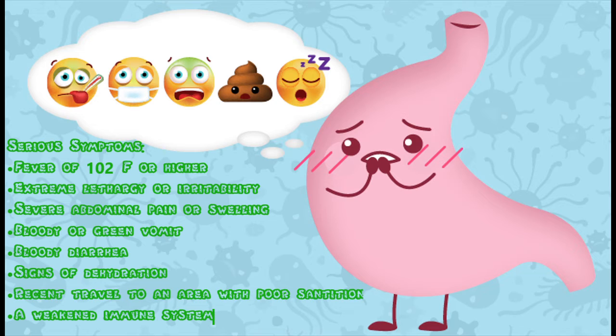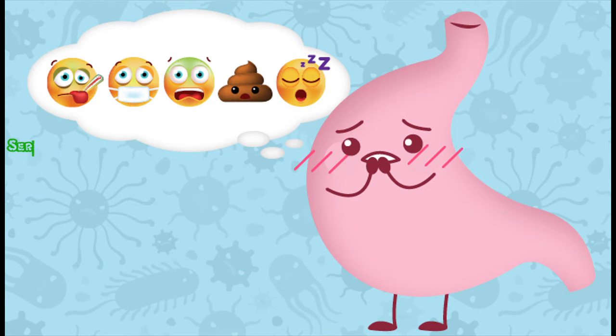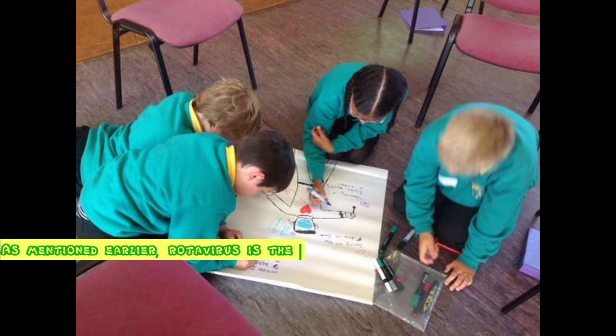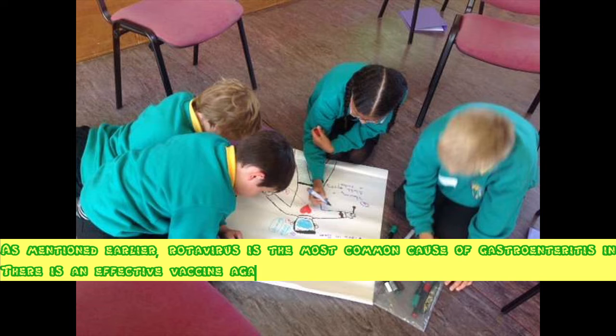Make note of bloody or green vomit, green in the sense that it may be stained with bile. Note any bloody diarrhea. It is very important to note signs of dehydration, especially if your child has a poor appetite and is experiencing poor intake. These symptoms may include dry skin or dark-colored urine. If you have recently been to an area with poor sanitation, it is important to make note of that as well.